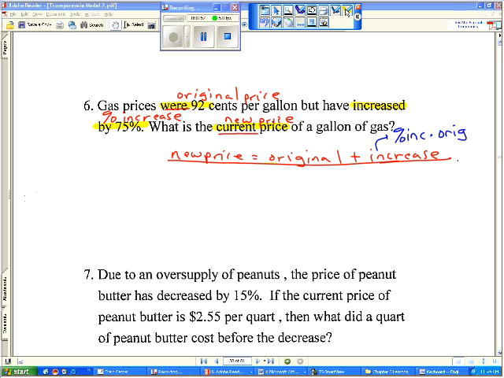So to find the increase, that's a part. You take the percent increase times the whole or the original. That's using Rule 1. Let's see how we got that word sentence. So what are the characters of my story? Good. New price. Original price. I always put percent increase first. Why do I put percent increase first?